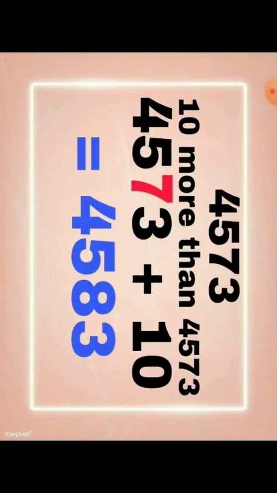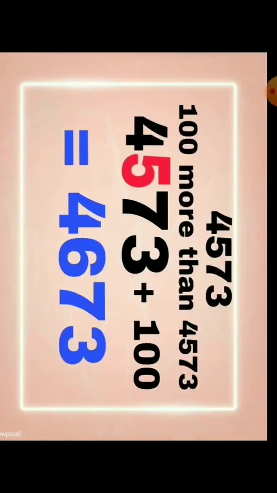Now I want 10 more than 4573. So in 10, 1 is on the 10's place, and that's why 1 is added to the 10's place of this number 4573. So 1 is added to 7. We get the number 4583.